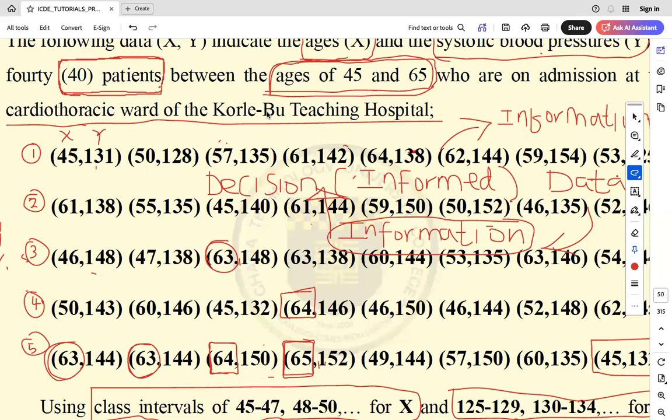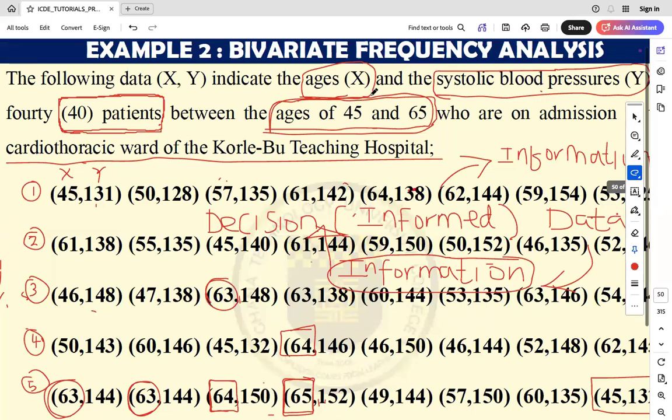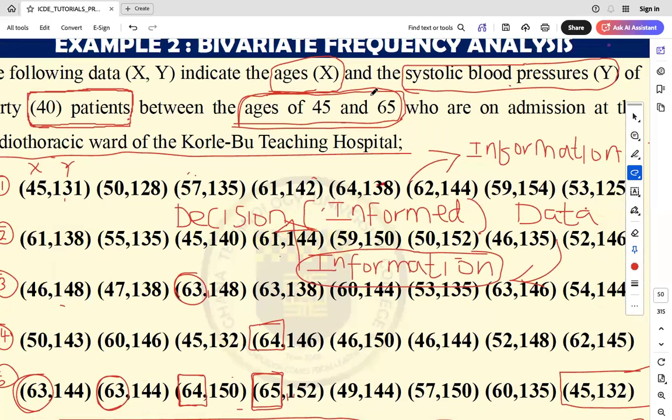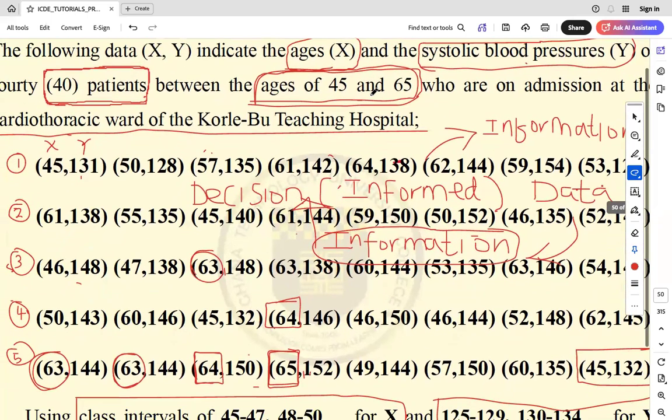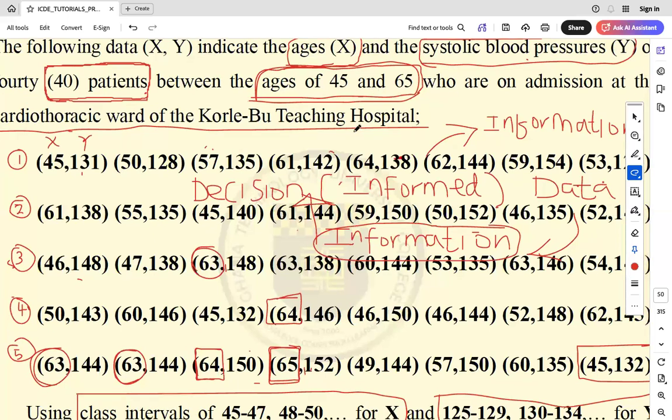Now, I was saying that the ages have been stated, but what about the pressure? The pressure was not stated. So you need to confirm the 65 you are seeing. That's why we are doing the confirmation, and we use the same process for the Y.